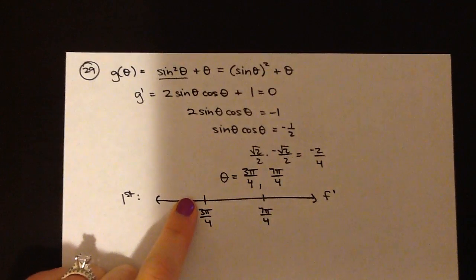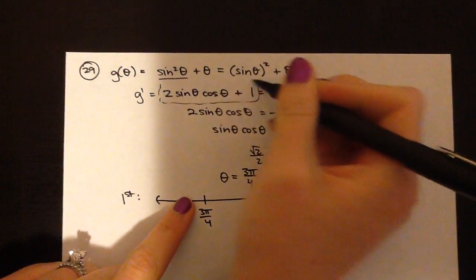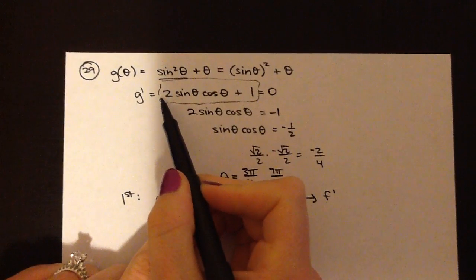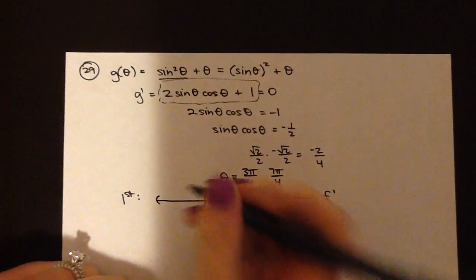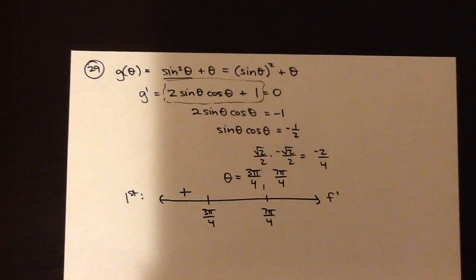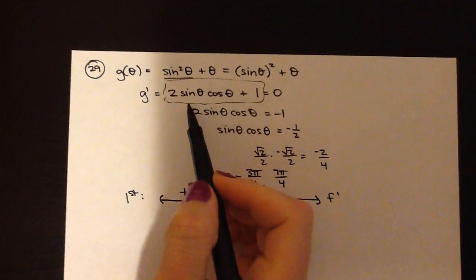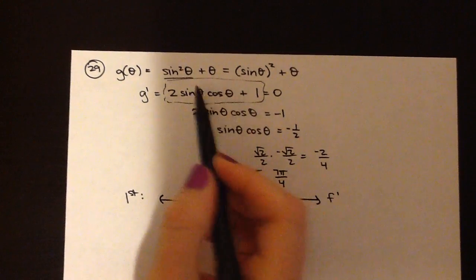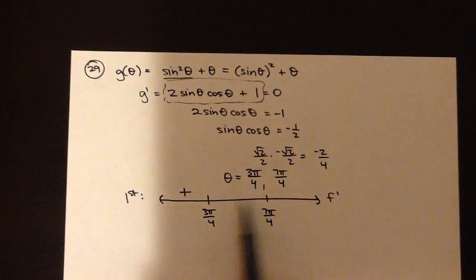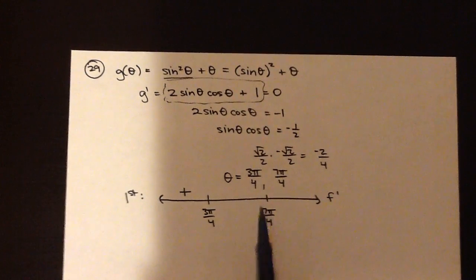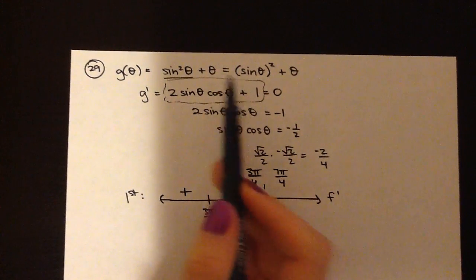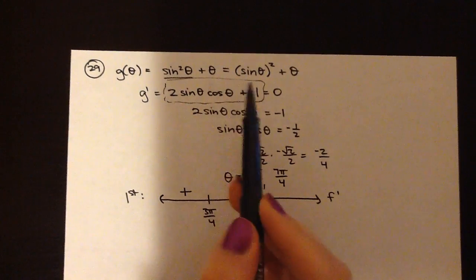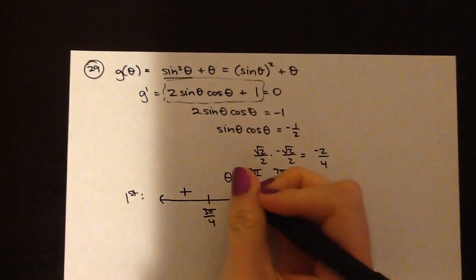If I plug in pi over 4 into my first derivative here, I have 2, and then times a positive, plus 1. That has no choice but to come out positive. If I plug in pi over 2, that'd be an even easier example because cosine would be 0. So this would be 0 plus 1, which definitely comes out positive. In here, let's use pi. Pi is a great example. If I plug in pi, the sine of pi is also 0, so I get 0 plus 1, which also comes out positive.